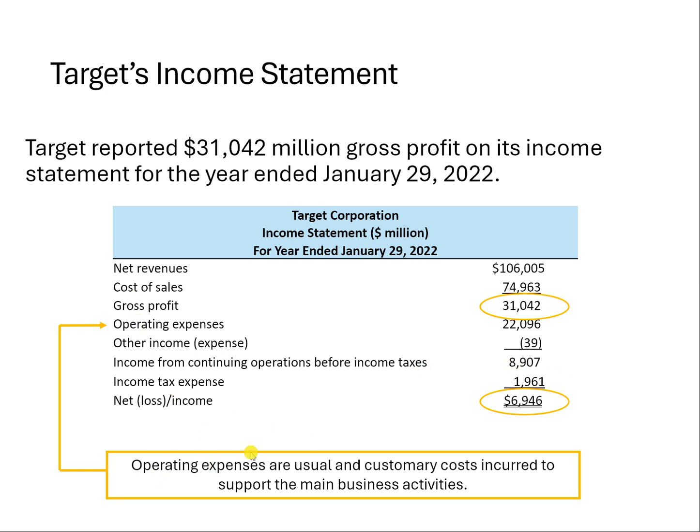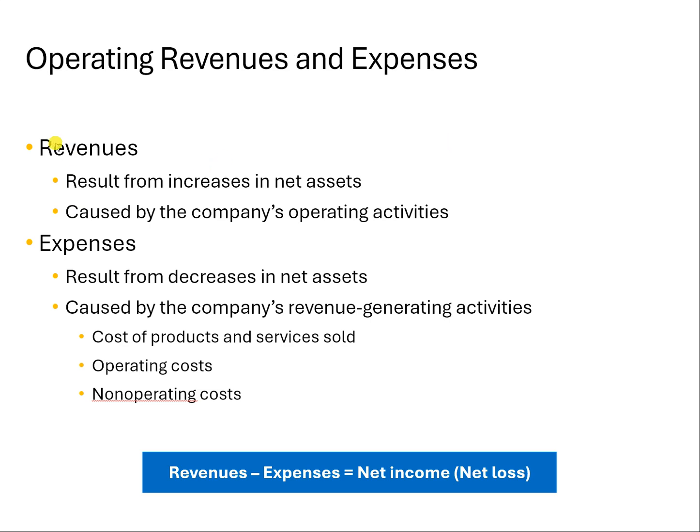Operating expenses are usually incurred to support the main business activities. If it's not the main operations, not the main business, that's other income or other expenses. So we have the next subtotal, income from continuing operations before income tax. Then we calculate the income tax expense, subtract income tax expense, equals the net income or net loss. For sure, this is net income. We know revenue less expenses equals the net income.